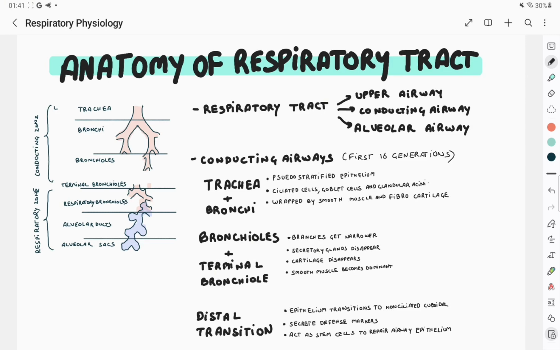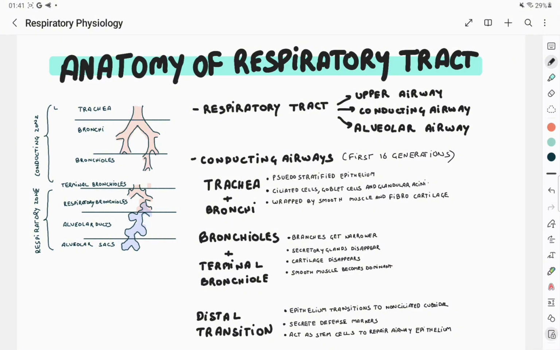Trachea and bronchi are lined by pseudostratified ciliated epithelium. They contain goblet cells and acinar glands which together form the airway mucosa. They are wrapped by a layer of smooth muscle which is held open by rigid plates of fibrocartilage.